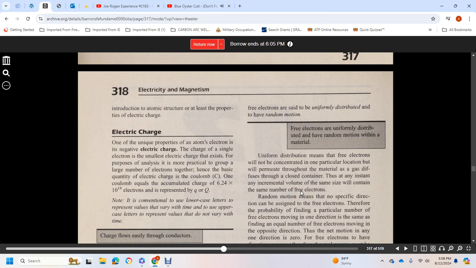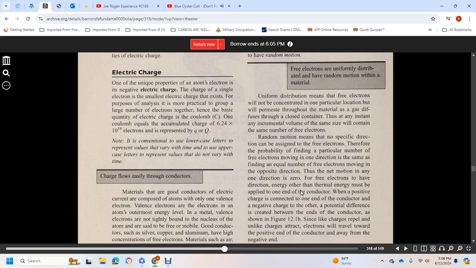Thus, any incremental volume of the same size will contain the same number of free electrons. Random motion means that no specific direction can be assigned to the free electrons. Therefore, the probability of finding a particular number of free electrons moving in one direction is the same as finding an equal number of free electrons moving in the opposite direction. Thus, the net motion in any one direction is zero.